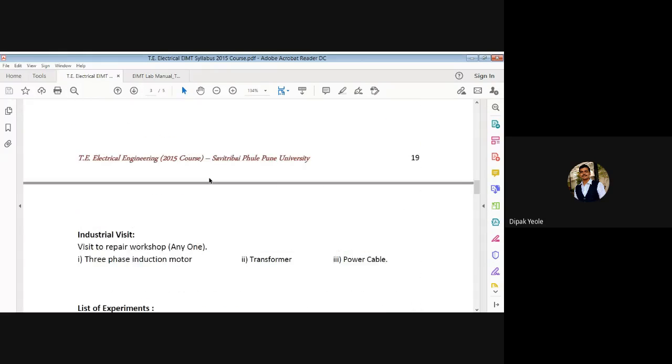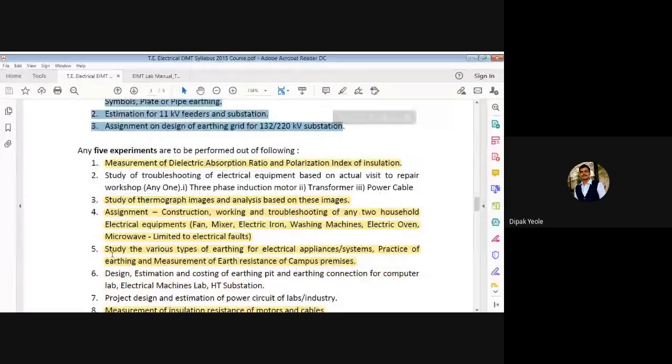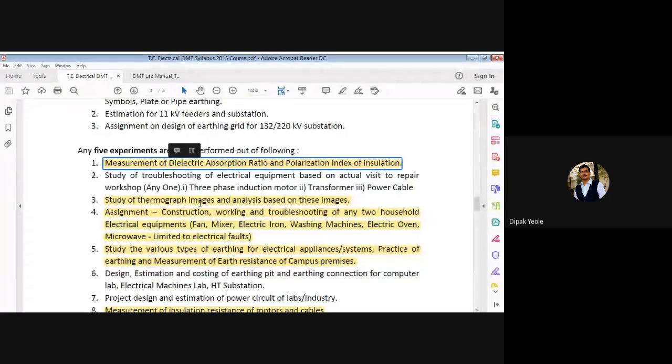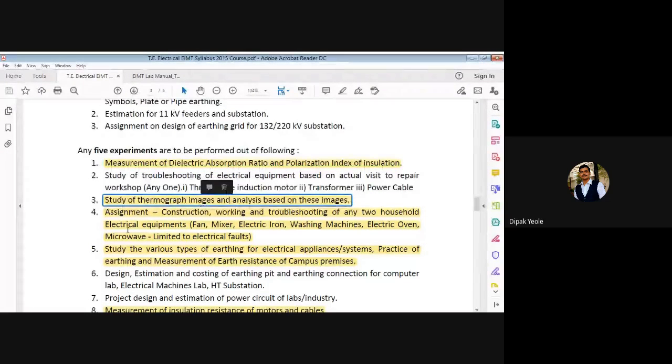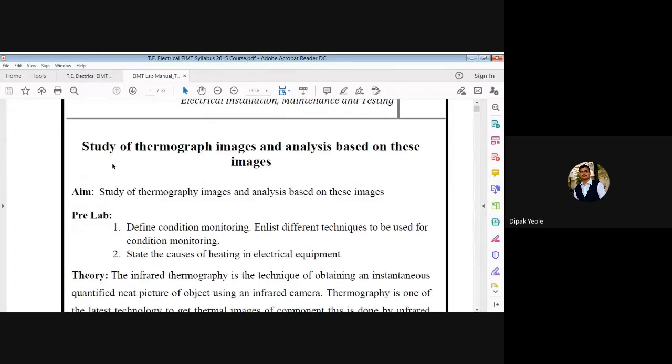So this is today's list of experiments. The compulsory experiment we have finished earlier, and the 4th experiment we finished is the study of various types of earthing. After that, the 5th experiment is dielectric absorption ratio. And today we are interested in the 6th experiment, that is the study of thermograph images, and we have to analyze these images based on the fault condition available. So we will go to today's point, the study of thermograph images, and we have to do the analysis based on these images.